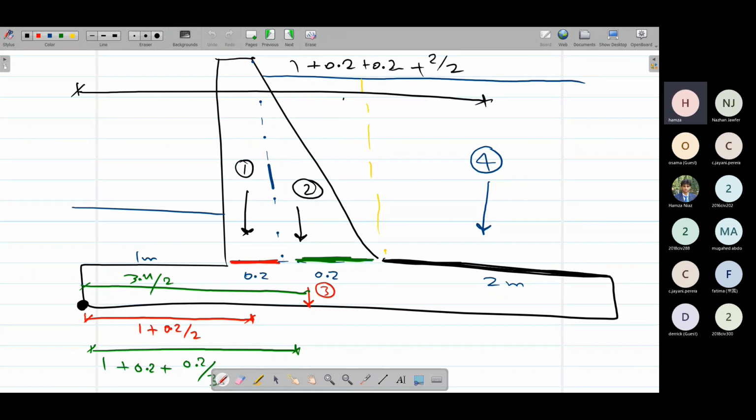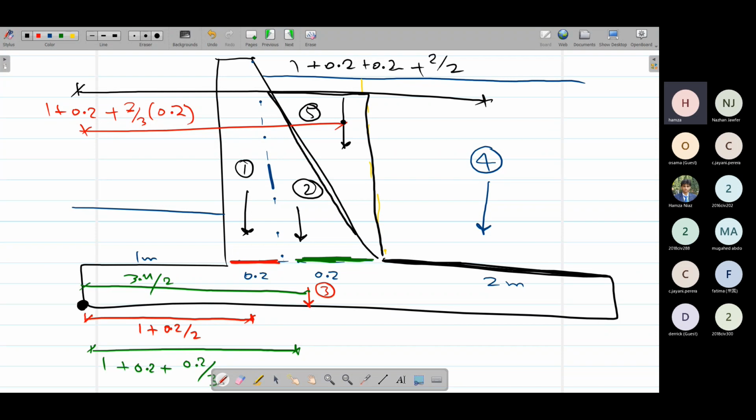The fifth portion is this tapered backfill. Again, its length would be 1 plus 0.2 for the first stem portion and 2/3 of the second stem portion, 2 by 3 of 0.2. Why are we taking this 2 by 3? Because remember, the centroid of a triangle is always lying where its mass is most. If we take this triangle, obviously its centroid should lie between this portion. So this would be its moment arm.